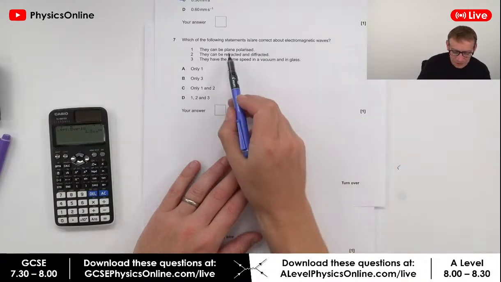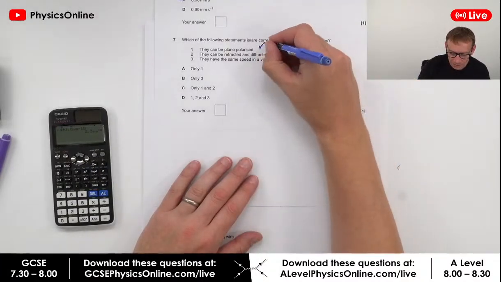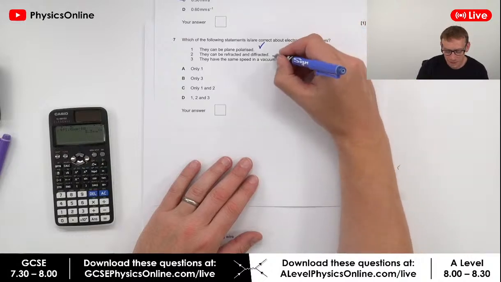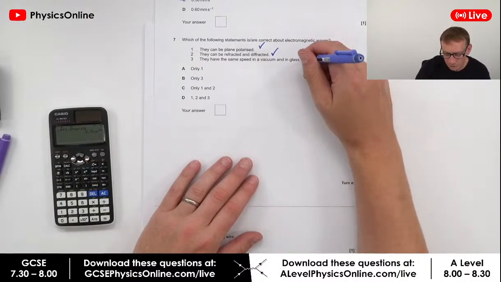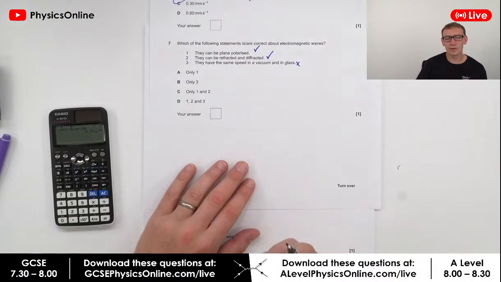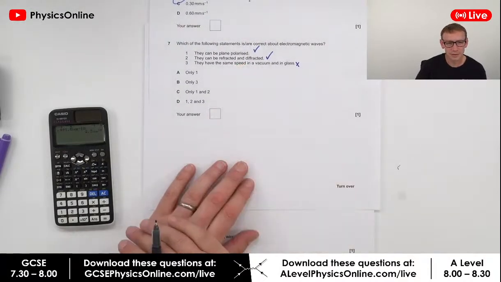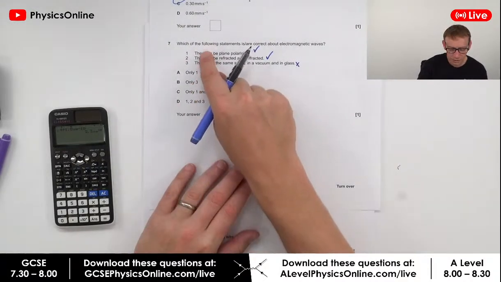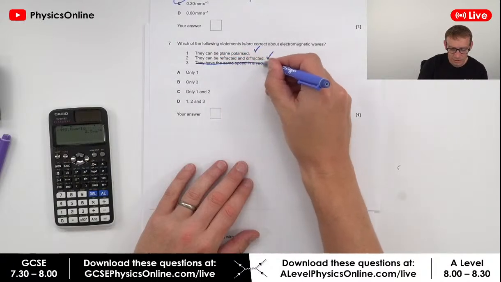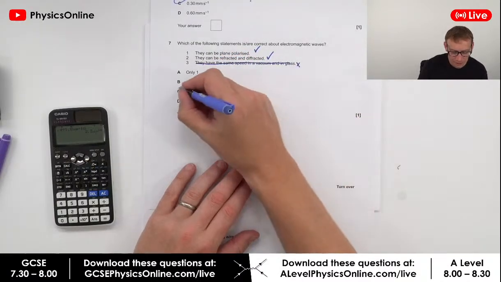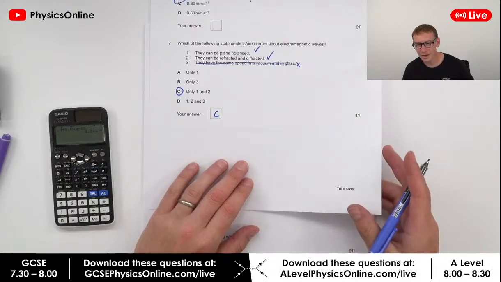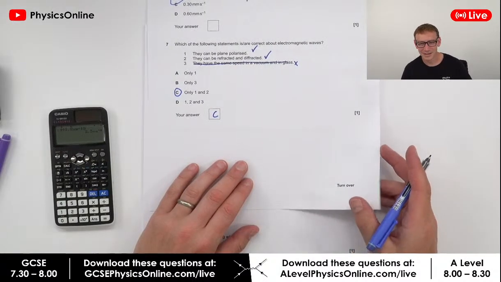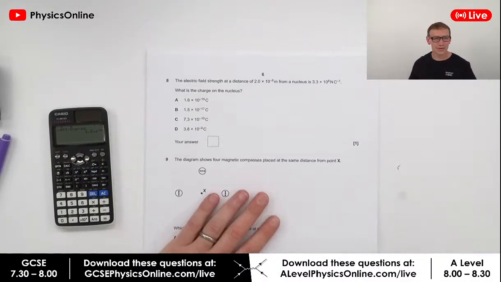Okay, so they can be plane polarized. That's true. They can be refracted and diffracted. That's true. They have the same speed in the vacuum and glass is not true because they slow down in glass, which is why we have refraction. So 1 and 2 are correct, and 3 is the incorrect answer. So here the answer must be C. Okay, that's all good. Right, next question.